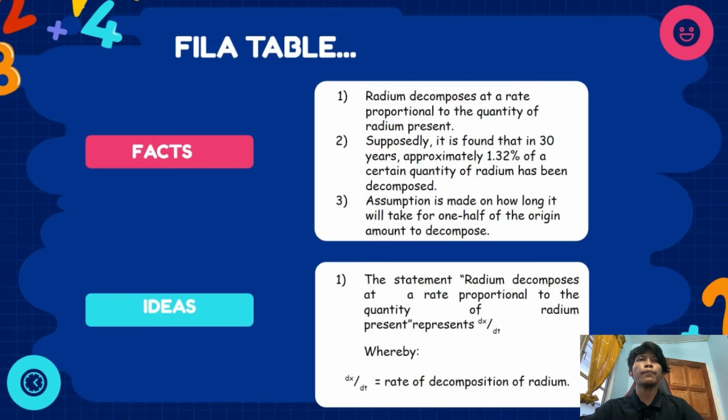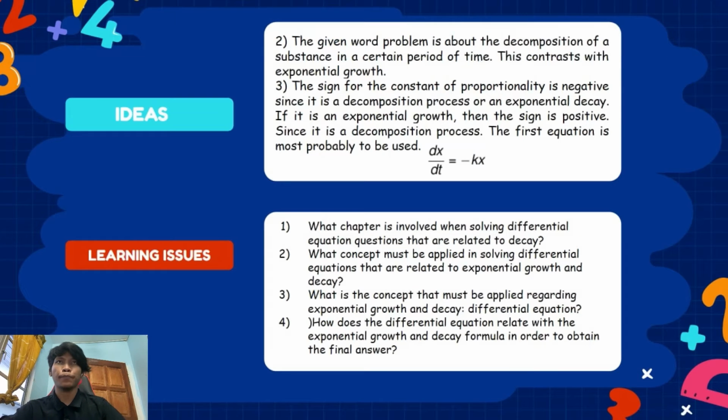For the ideas, we found three ideas. The first is that the statement radium decomposes at a rate proportional to the quantity of radium present represents dx/dt, which is equal to the rate of decomposition of radium. Second, the given word problem is about the decomposition of a substance in a certain period of time, in contrast with exponential growth.